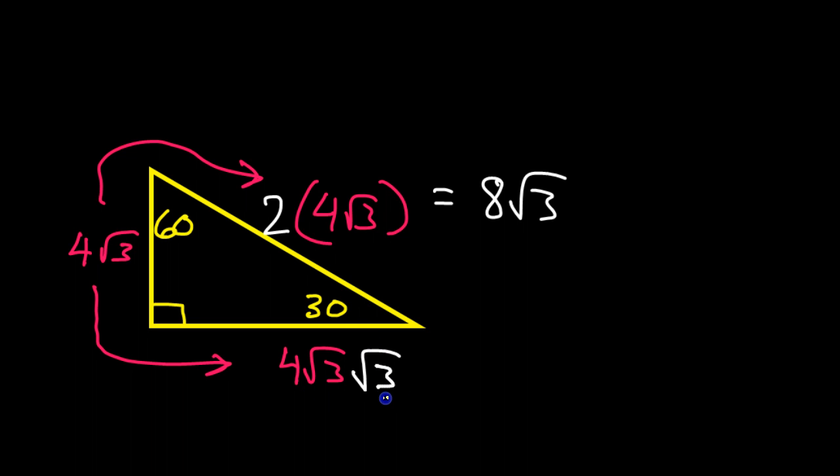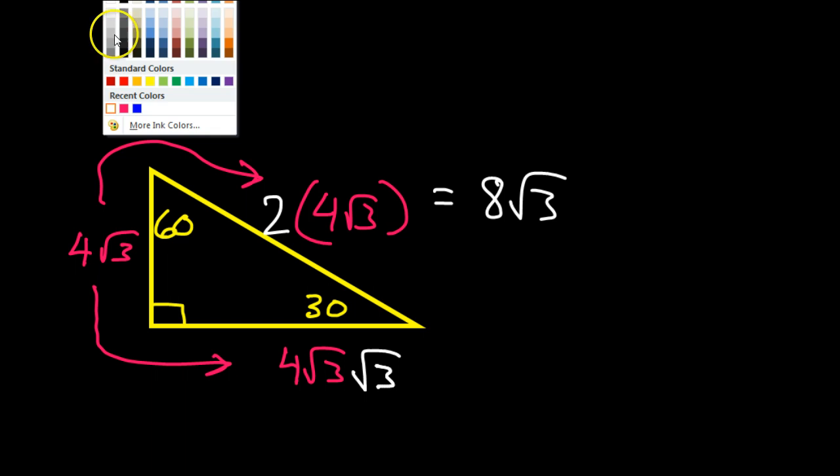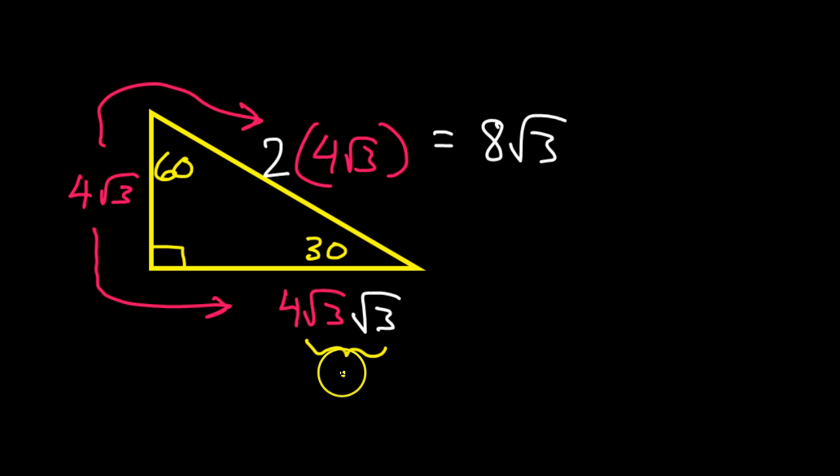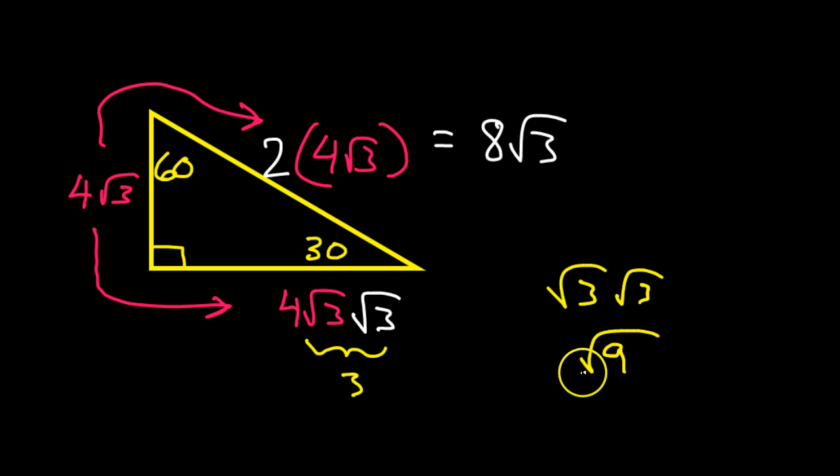So it's just a matter of what is this? Well, hopefully you remember from a long time ago that radical 3 times radical 3 is just 3. I mean, that's true for any radical. You know, radical 5 times radical 5 is just 5. All right? I mean, it makes sense because radical 3 times radical 3 is radical 9. And of course, the square root of 9 is 3. So anyway, radical 3 times radical 3 is 3.